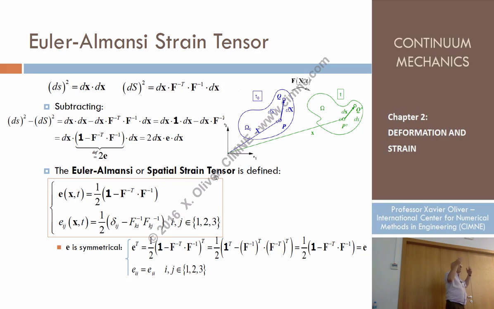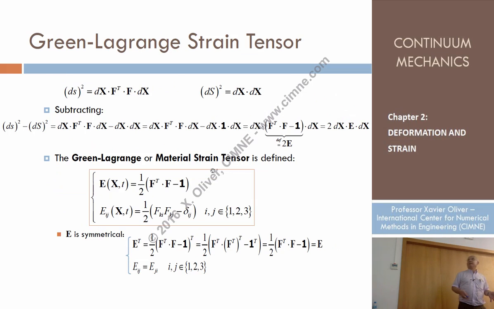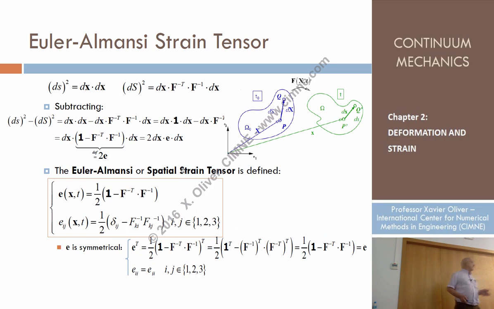I'm sorry, you have to keep some of these concepts in mind. I mean, you have to give names to the entities we are discovering, but every name tries to be consistent with the physics of the problem. This tensor defines the difference of distances in terms of the spatial current relative position of the vectors. The other one defines the difference of lengths in terms of the material reference configuration of the vectors. That's why this is called the material strain tensor, and the other is called the spatial strain tensor.